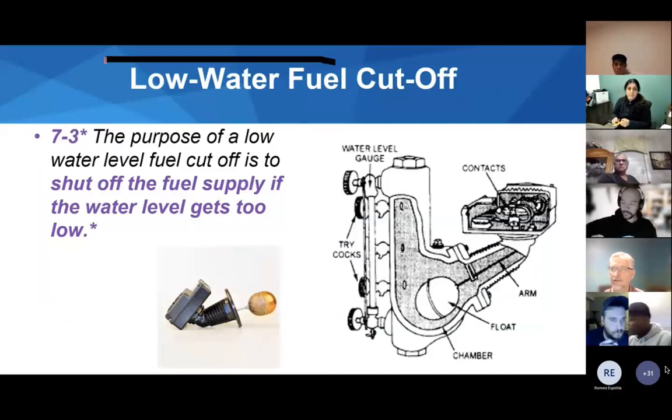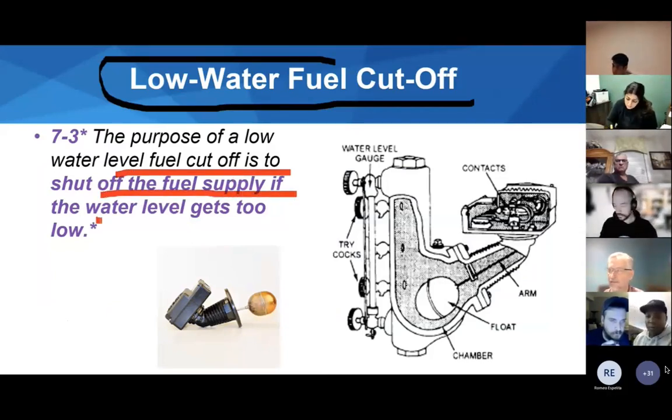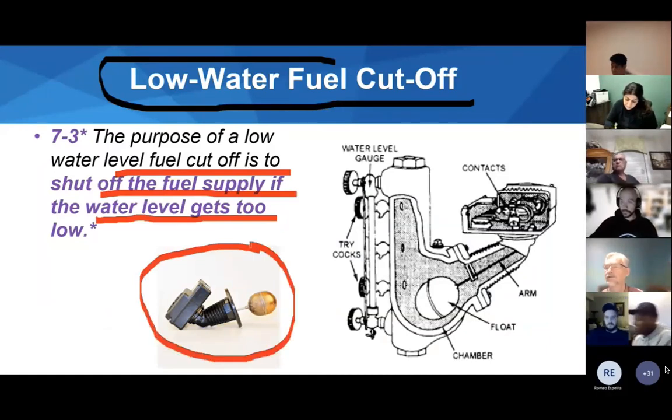So what is a low water fuel cutoff? The purpose of a low water level fuel cutoff is to shut off the fuel supply if the water level gets too low. So the basic style is a float type. This is part of the device. It shows a round brass or copper ball in this case, and this is simply floating in the liquid.